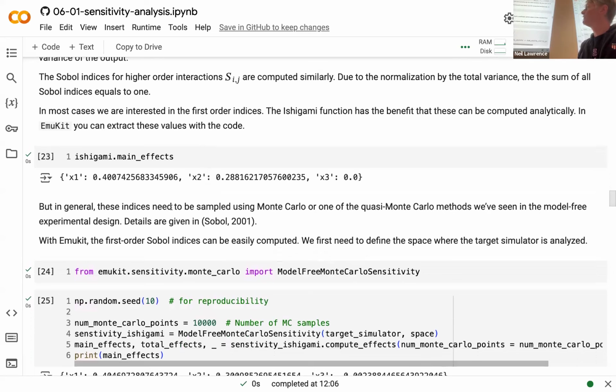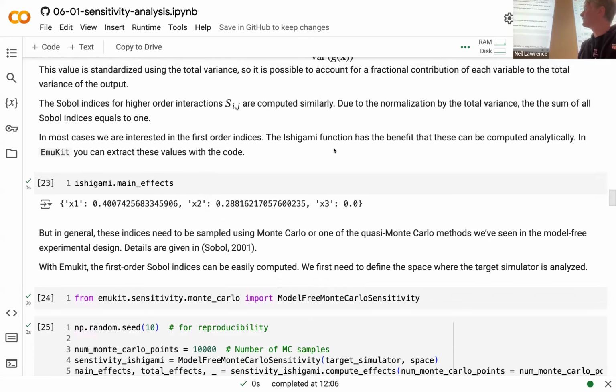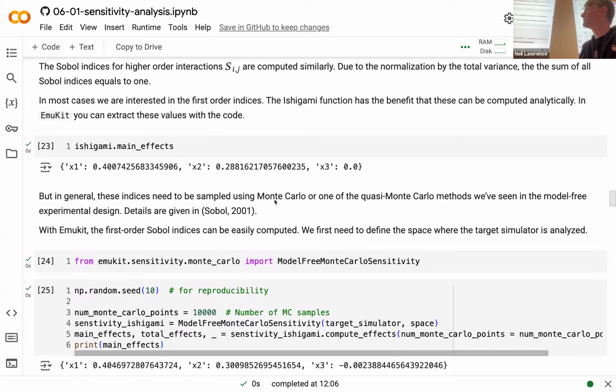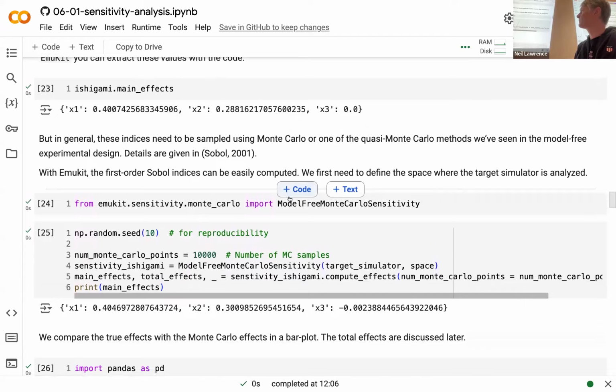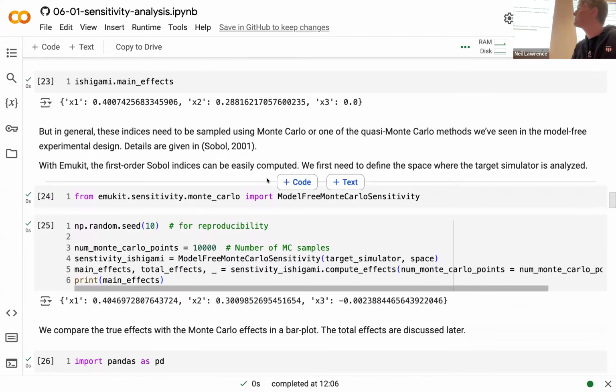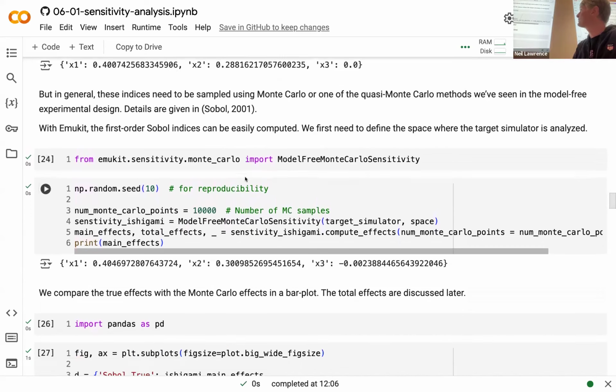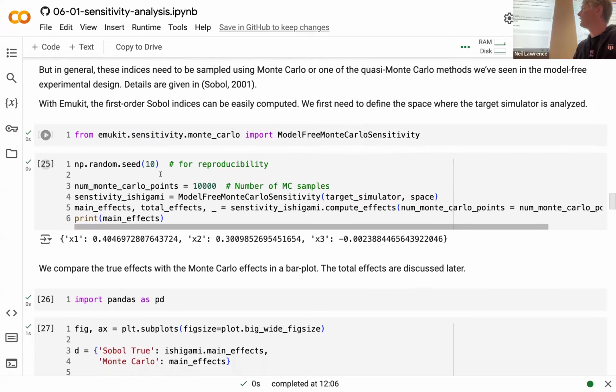In general, in most cases we're interested in first-order indices. Ishigami has the benefit that these can be computed analytically, but in EmuKit you can extract values with the code for main effects. In general, though, these indices need to be sampled with Monte Carlo or one of the quasi-Monte Carlo methods we've seen in the model-free experimental design, previous lecture. With EmuKit, first-order Sobol indices can be easily computed. We need to first define the space where the target simulator is analyzed. So from emukit.sensitivity.monte_carlo import ModelFreeMonteCarloSensitivity, and set a random seed. How many points of Monte Carlo do you want to do?